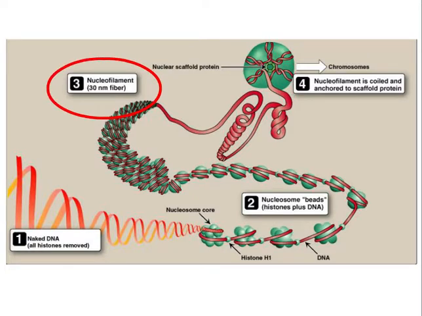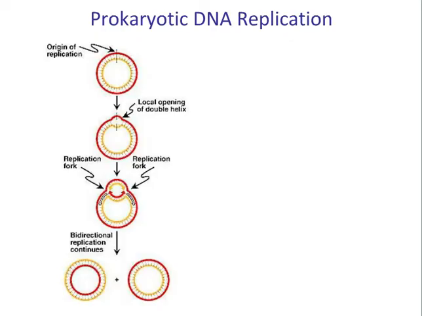Nucleosomes are packaged into higher order structures, sometimes called solenoids, which are further packaged into higher order structures called nucleofilaments. The nucleofilaments then are associated with nuclear scaffolding proteins to form chromosomes.